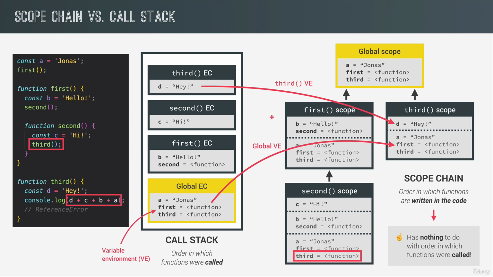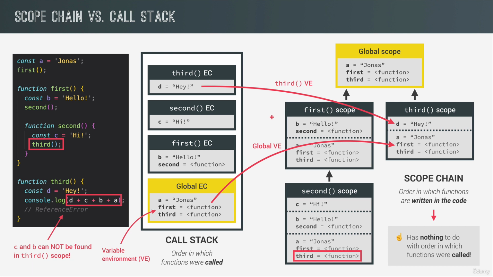And of course it isn't, because c is defined in the second function, and there is just no way in which the third function can access variables defined in the second function. And that is true even though it was the second function who called the third. And so here is even more proof that the order in which functions are called does not affect the scope chain at all. And so here, as a result, we get the reference error because both c and b cannot be found in the third scope nor in the scope chain.